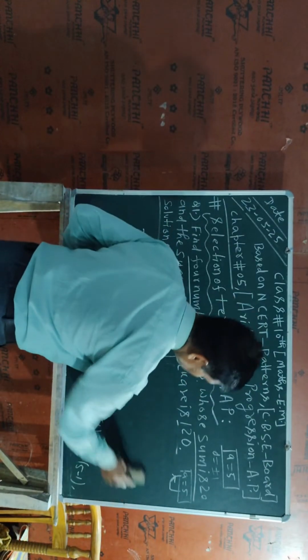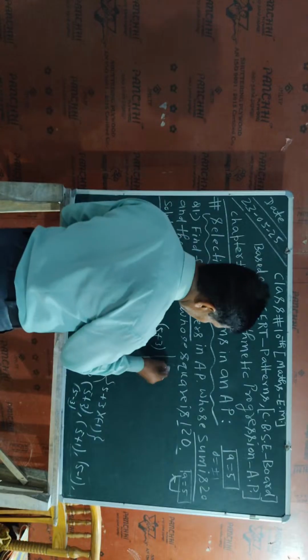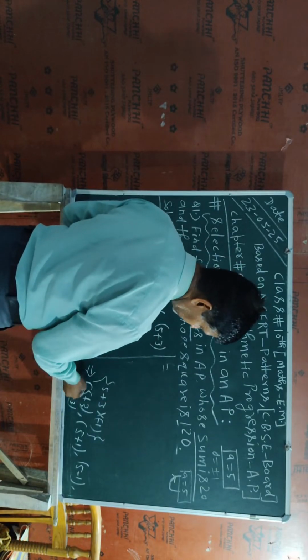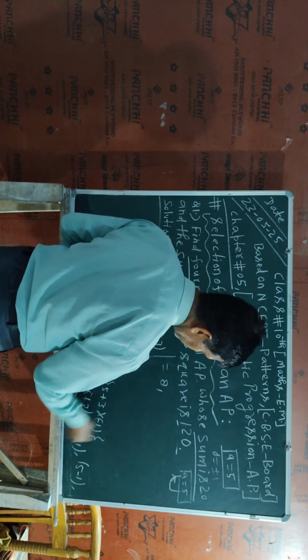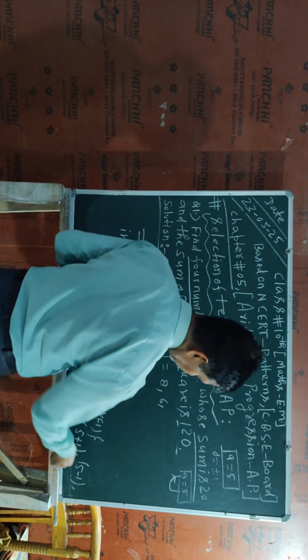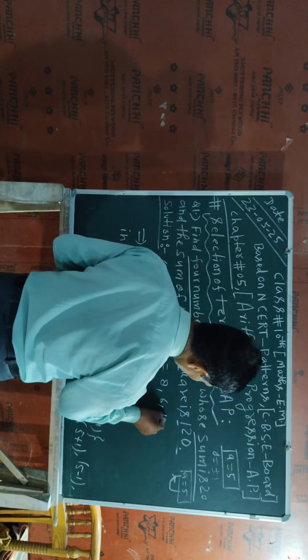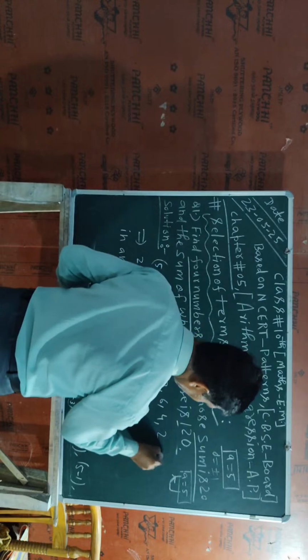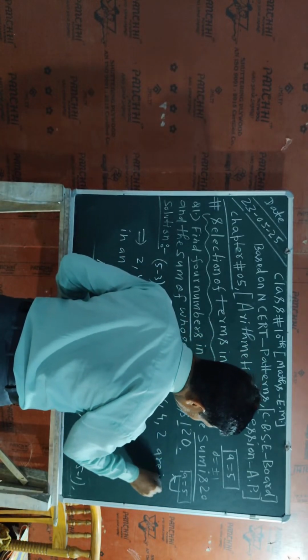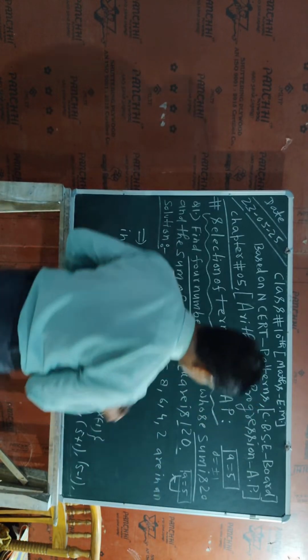Now here after simplifying I will say this will be 5 plus 3, that will be 8, and this will be 5 plus 1, that will be 6, and this will be 5 minus 1, that will be 4, and here I will say 5 minus 3, that will be 2. These are in an arithmetic progression.